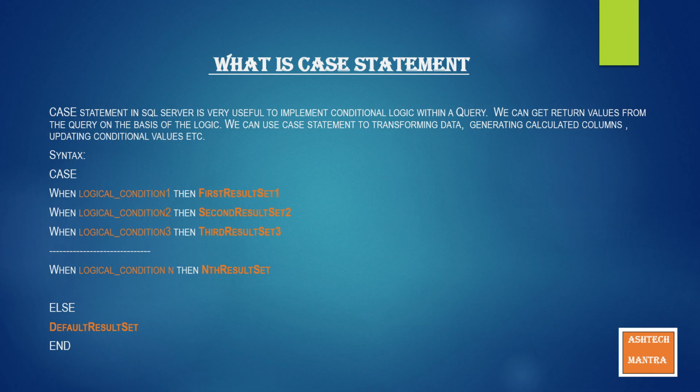So you can see here that when logical condition 1, then it will return the first result set. When logical condition 2, then it will return a second result set. So if the first condition is true, then it will return the first result set. If the second condition is true, then it will return the second result set. If none of the above conditions is true, then it will return the default result set that is inside the else part.